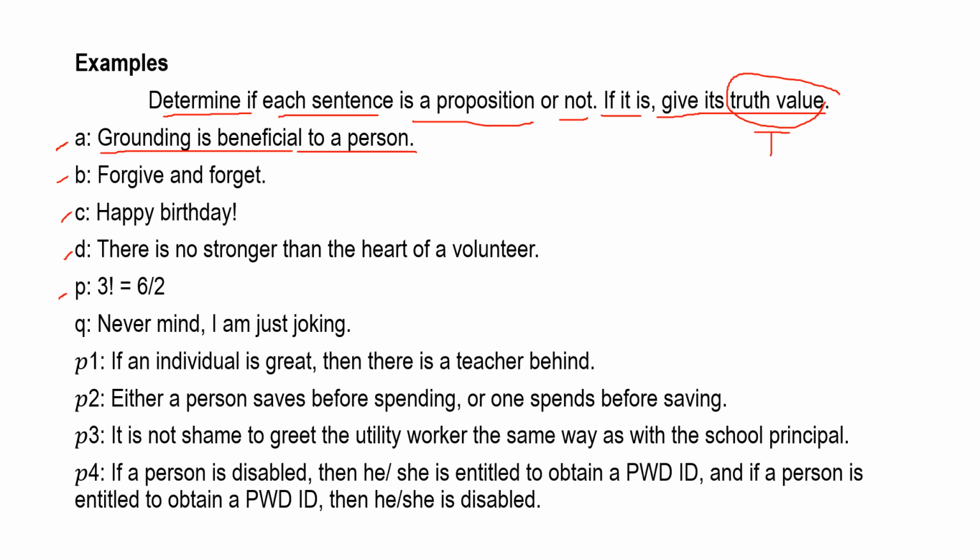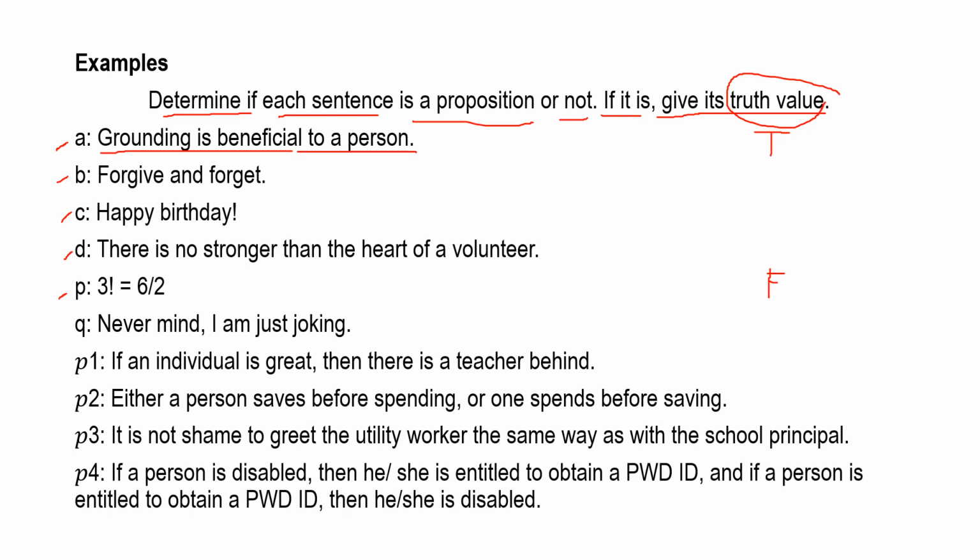Meanwhile, since 3 factorial is equal to 6 and not equal to 6 over 2, because 6 over 2 is equal to 3, then the proposition is a false statement. So we can say that this one is a false statement. Why? Because if we input 3 factorial in a calculator, it can provide you 6, but not 6 over 2.